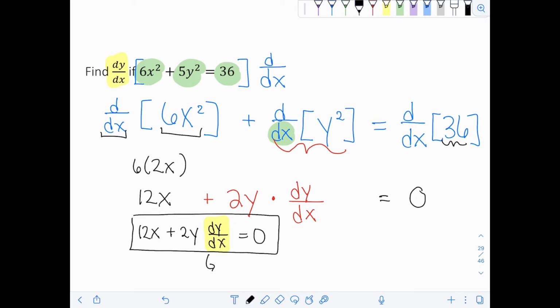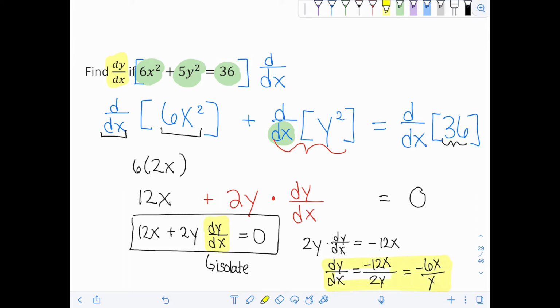And we're not going to use any derivatives to do that. We're just going to use algebra. So like in this case, I could subtract 12x from both sides. So that would leave 2y times dy dx is equal to negative 12x. And then now, to get dy dx by itself, I could divide both sides by 2y, so that leaves dy dx is equal to negative 12x over 2y, which simplifies, so I could rewrite it as negative 6x over y.